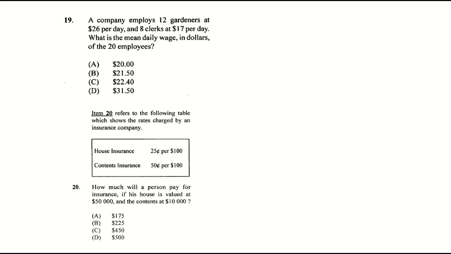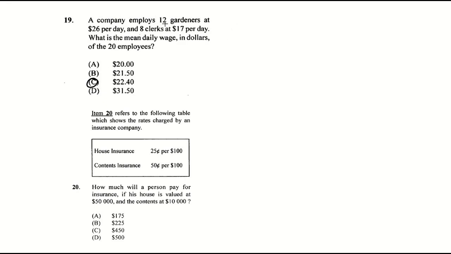Alright, number 19. This is a repeated question. It's a variation of that question. A company employs 12 gardeners at $26 per day and 18 clerks at $17 per day. What is the mean? If we remember, it was 2240. If you guys recall from one of the earlier years, they gave us the mean and told us the clerks' pay was $17. So this is why I can say that the answer is 2240, but we can find it out.